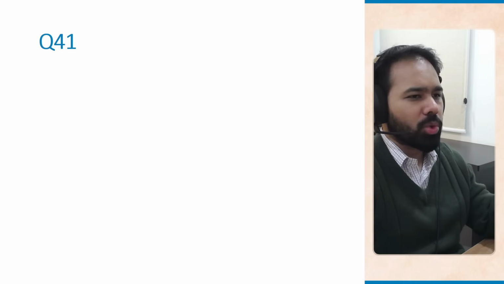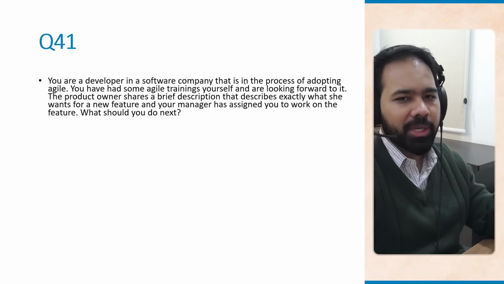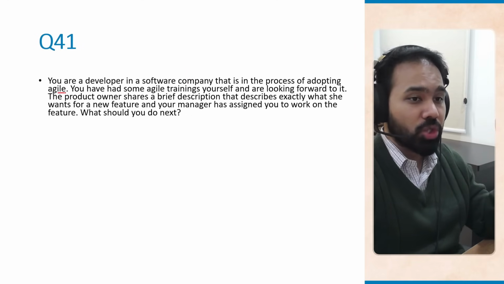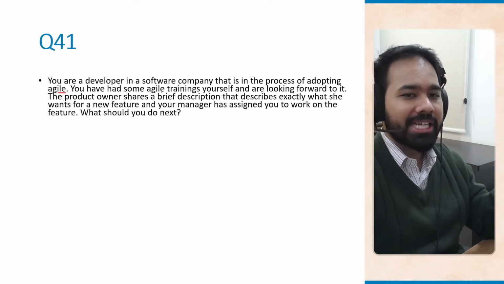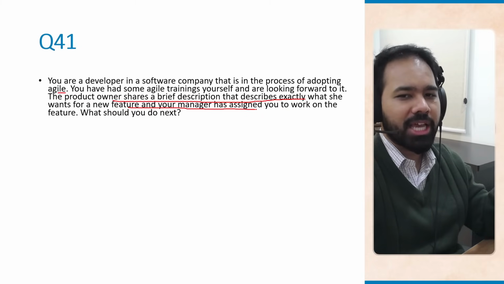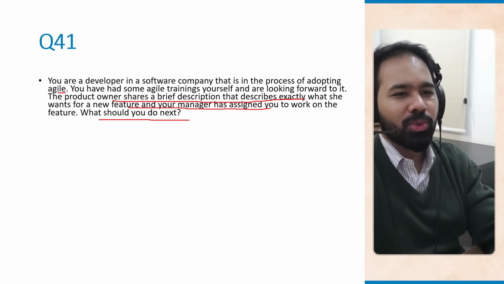Okay, let's talk about question number 41. It says you are a developer in a software company that is in the process of adopting Agile. So it is not Agile right now. It is in the process of adopting Agile. You have had some Agile trainings yourself and are looking forward to it. The product owner shares a brief description that describes exactly what she wants for a new feature, and your manager has assigned you to work on the feature. What should you do next?